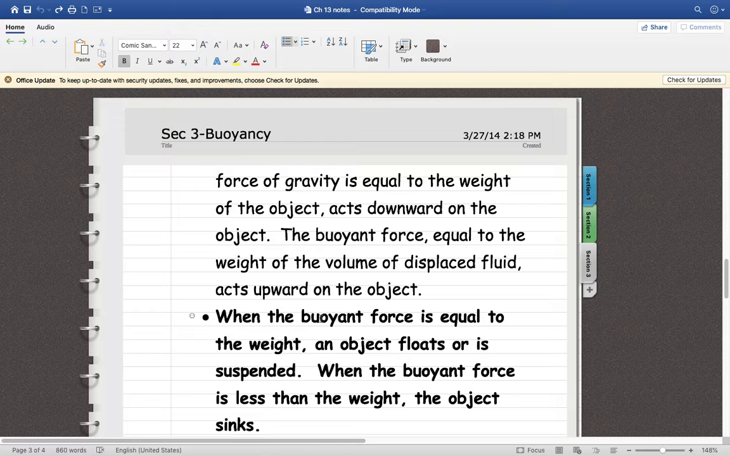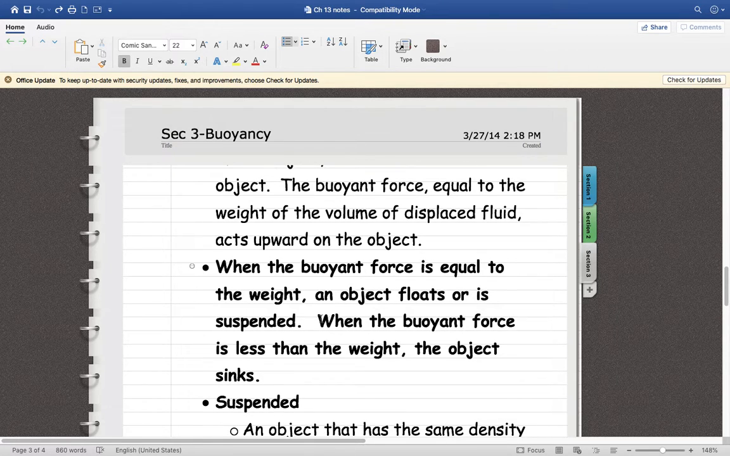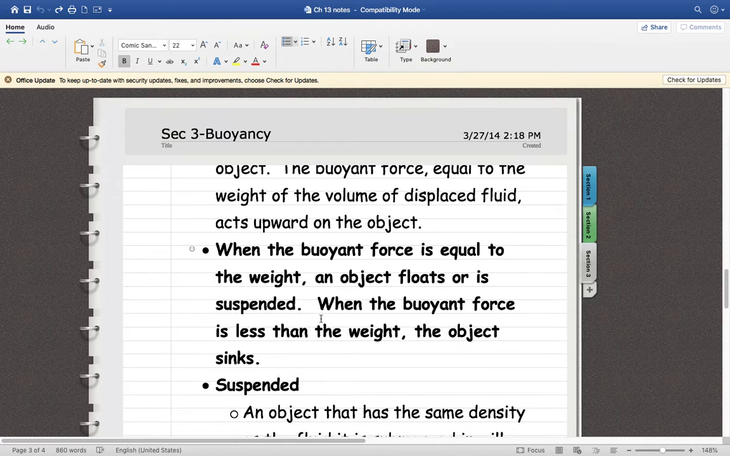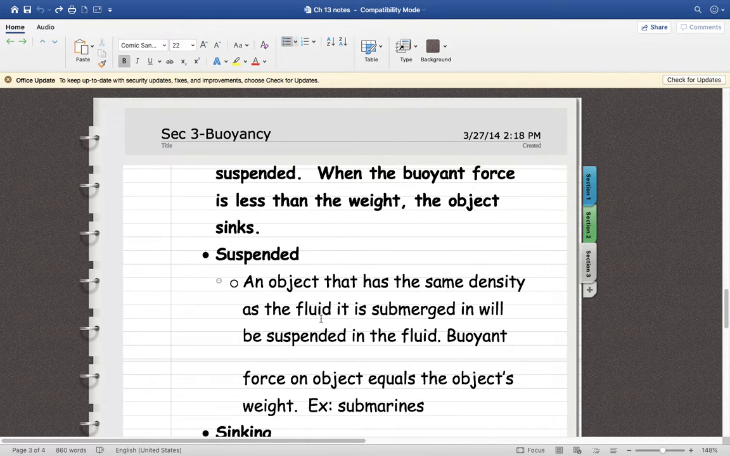When the buoyant force is equal to the weight, an object floats or is suspended. When the buoyant force is less than the weight, the object will sink. Now, suspension is when an object has the same density as the fluid it is submerged in; it will be suspended in the fluid. The buoyant force on the object equals the object's weight, basically.